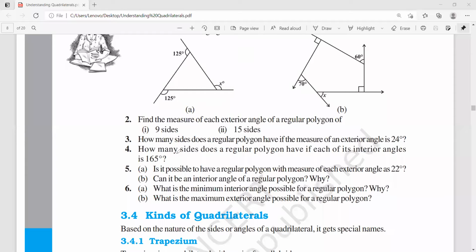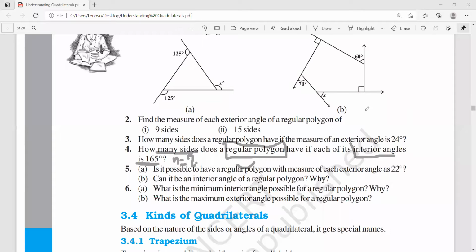Question number 4. How many sides? We have to calculate the sides, so we denote sides by n. A regular polygon is given, and each of its interior angles is 165. We have not taken any symbol for the interior angle. Number of sides we have to find and only the interior angle is given.